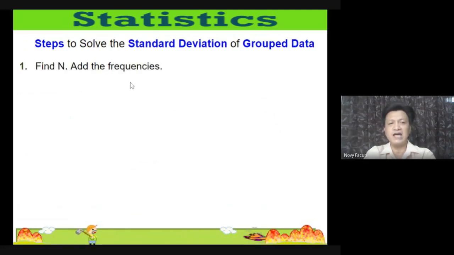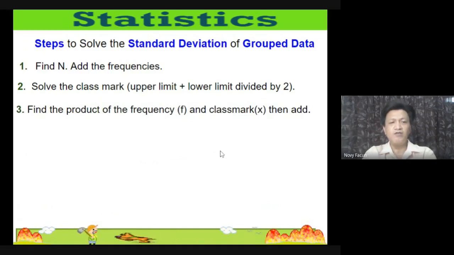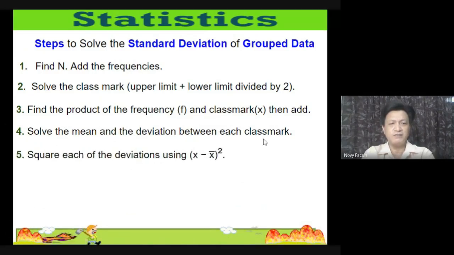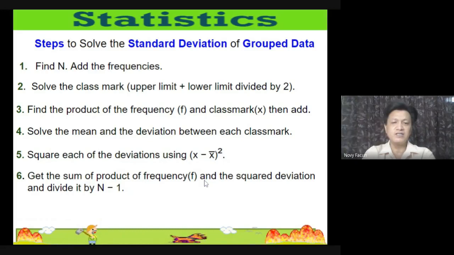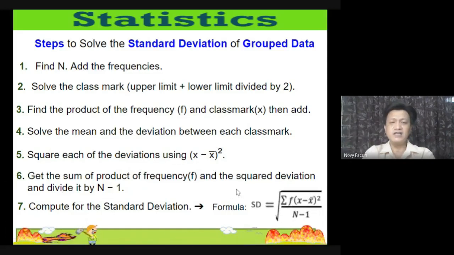So step 1, find the N, add lang natin yung frequency. Step 2, solve the class mark, upper limit plus lower limit divided by 2. And then step 3, find the product of the frequency and the class mark, then add. Then step 4, solve the mean and deviation between each class mark. And then step 5, square each of the deviation using this formula. And then step 6, get the sum of the product of the frequency and the square deviation and divide it by n minus 1. And then last one, compute for the standard deviation. We can now substitute doon sa ating formula. Okay, SD stands for standard deviation.